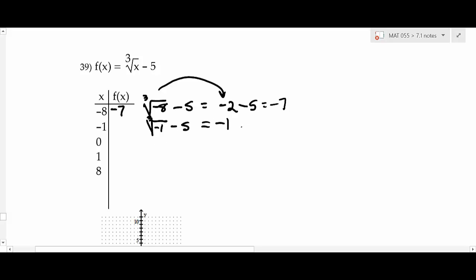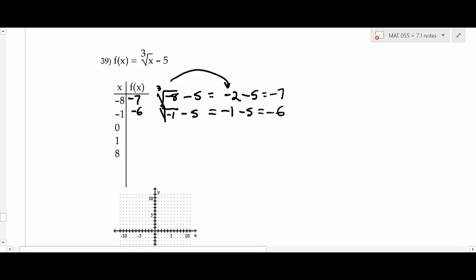Negative 1. Negative 1 minus 5? Negative 6, and so forth. Okay, now I'm going to let you guys finish that problem and then do the next one. Okay, your turn. I've done too much. See if you can get it.